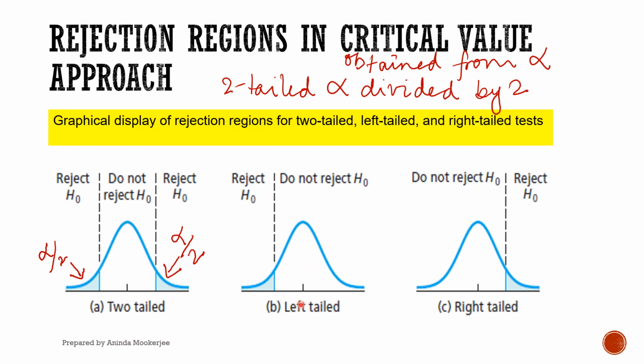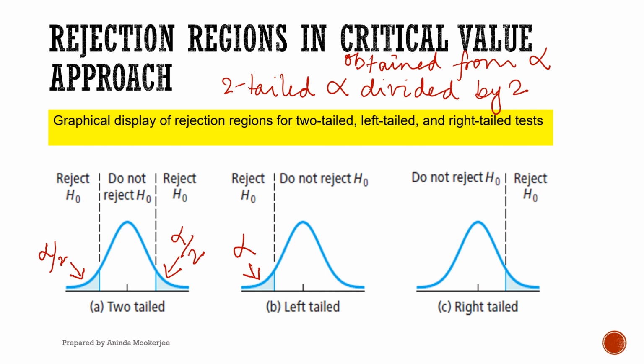For a left-tailed test, the reject region will be on the left-hand side, on the left end of the curve. And the other side is of course the do not reject null hypothesis region. Again, the area of the reject region is alpha. In a one-tailed test, whether it's left-tailed or right-tailed, we do not need to split alpha into two equal parts like in the two-tailed tests.